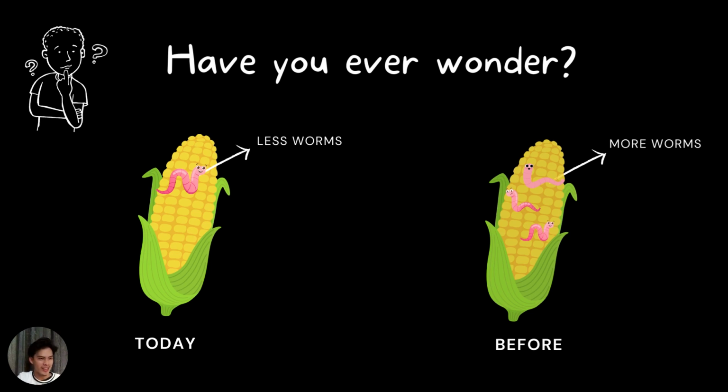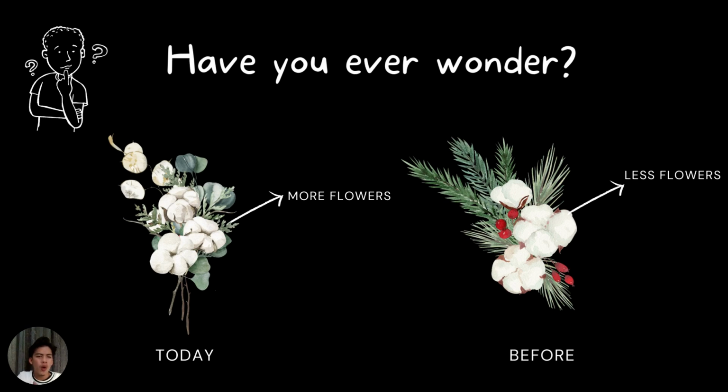But before anything else, I have one question for you. Have you ever wondered why today's corn have less worms compared to before? Or how do cotton trees have more flowers nowadays compared to the usual? Like what happened? How do these things happen? What causes this change? Or how do these things change?